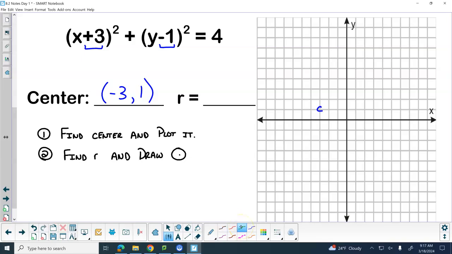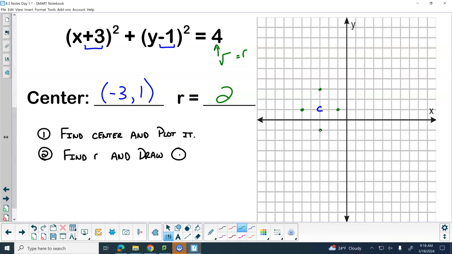So I take the square root of that number to get r. So my radius would be 2. Now from my center, I need to go 2 to the right, 1 and 2; 2 up, 1 and 2; 2 to the left, 1 and 2; and 2 down, 1 and 2. I can for sure get those 4 points on my circle because my radius is 2.